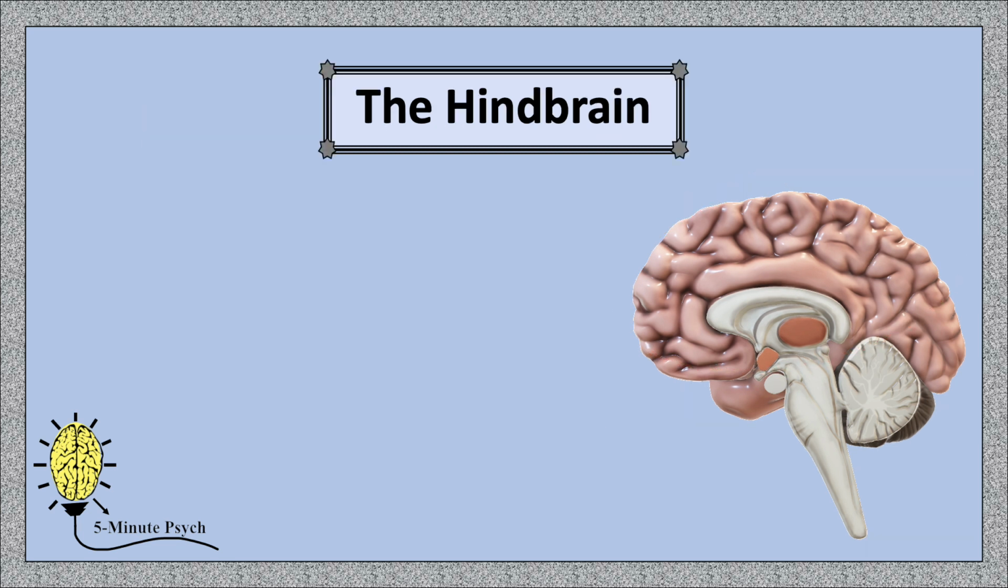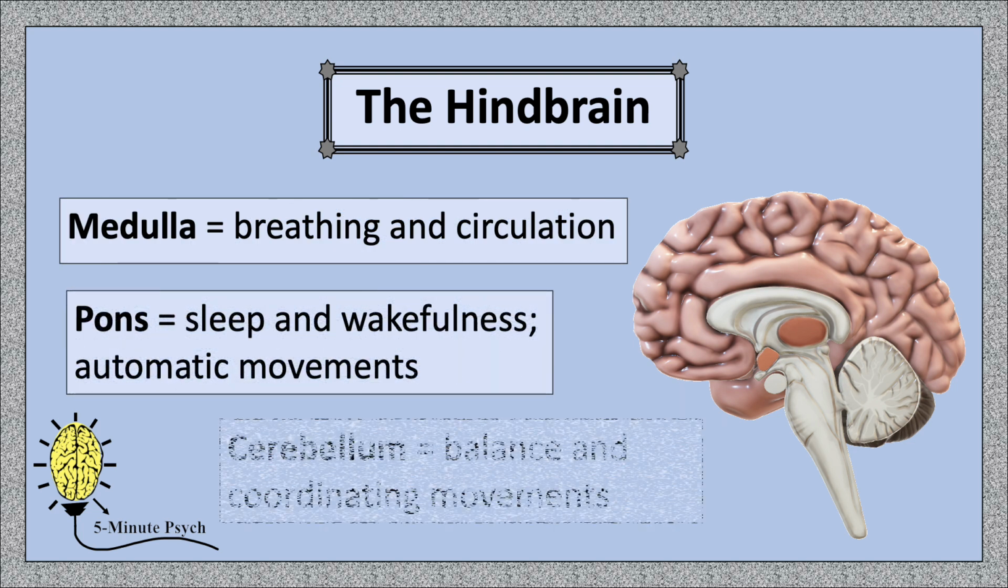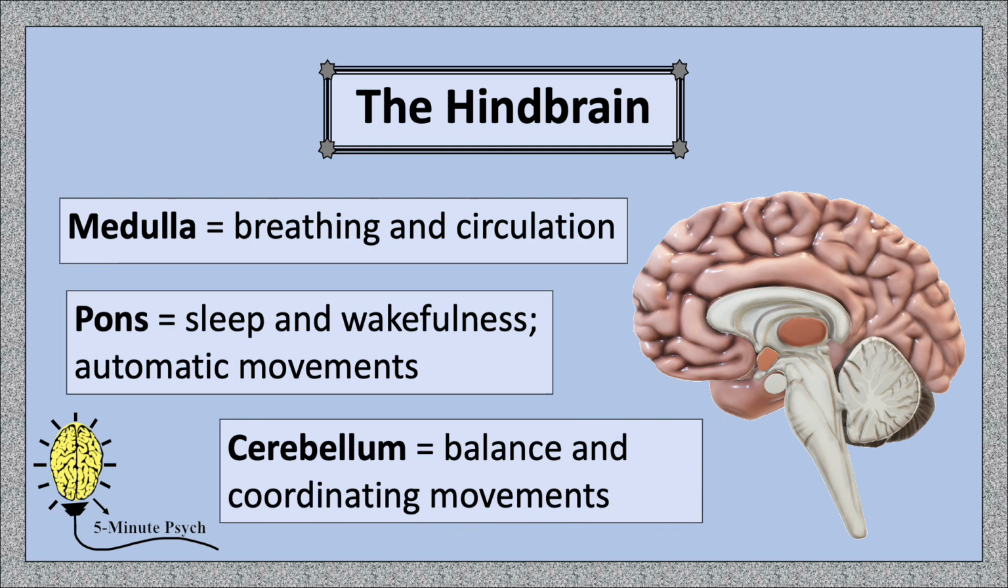The hindbrain has three subregions: the medulla, pons, and cerebellum. The medulla is the first area above the spinal cord, and it controls things like breathing, circulation, and reflexes. If your medulla was damaged, you couldn't breathe on your own. Above the medulla is the pons, which plays a role not only in sleep and wakefulness, but it also coordinates many of our automatic movements, like swallowing, facial expressions, and posture.